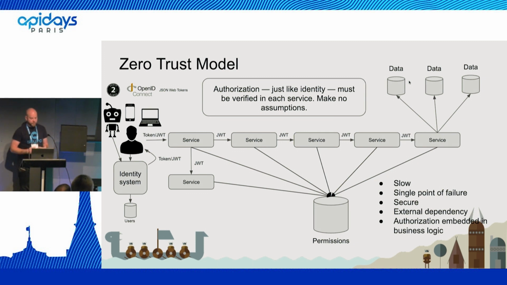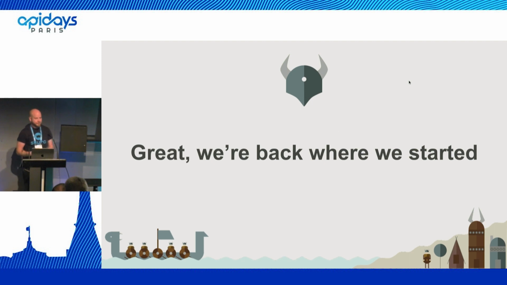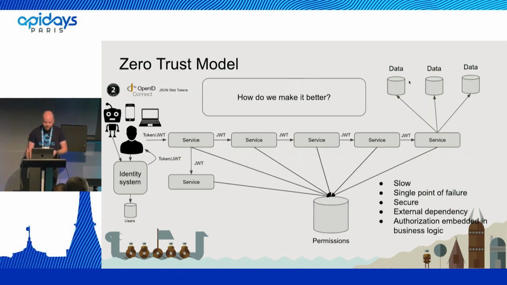So if we go back to this naive model that we started with, this is actually a fairly secure model. It's really what, 25 years later, we would come to call the zero trust security model. It's basically the naive model where we do all these lookups. It's slow. It still has a single point of failure, but it's fairly secure because we do these authorization checks everywhere. So great, the good model is obviously also the bad model.